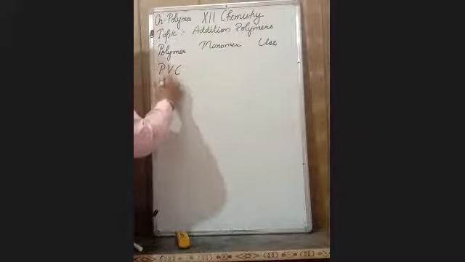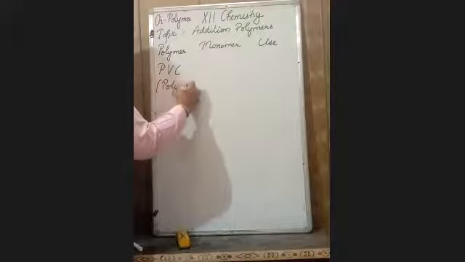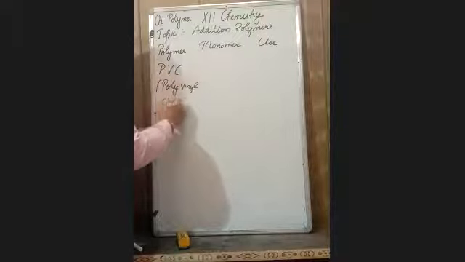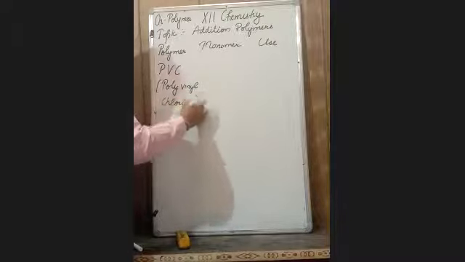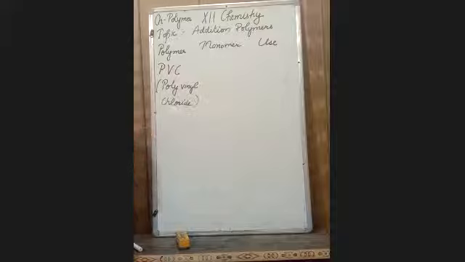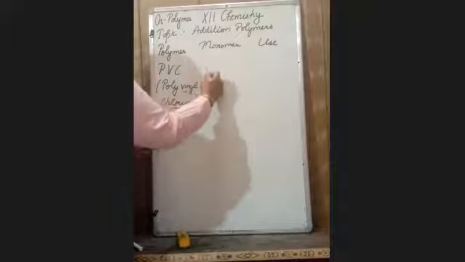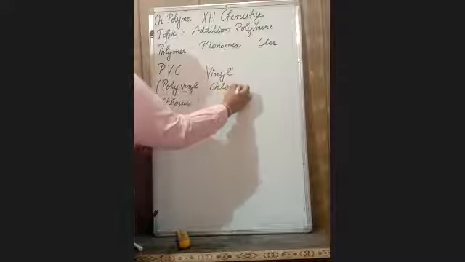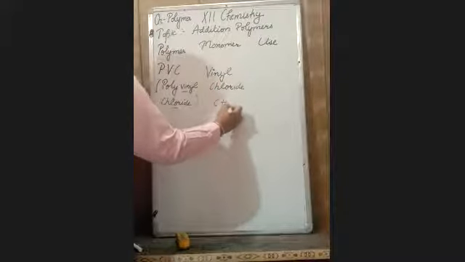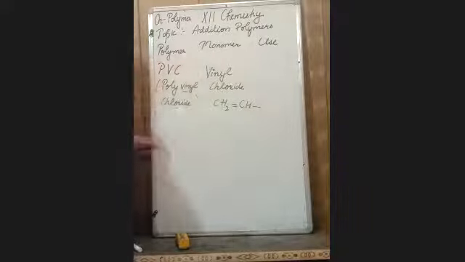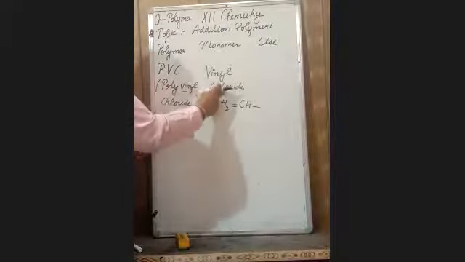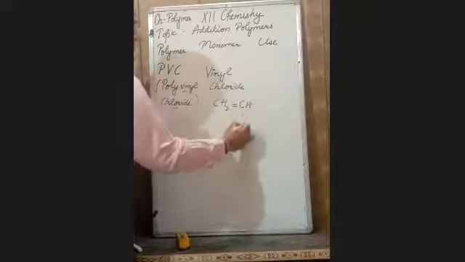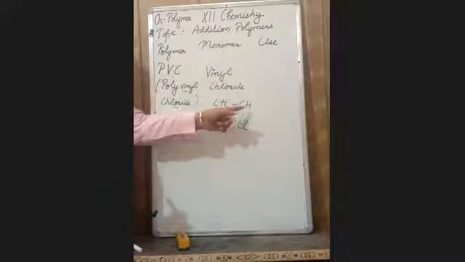PVC, known as polyvinyl chloride, and its monomer, which means its repeating unit, is vinyl chloride. My dear students, this position is vinyl, and it is vinyl chloride. So it will be CH2=CH, and here Cl is attached.